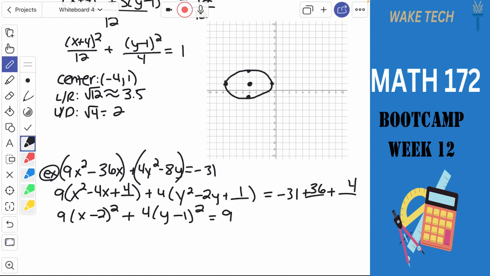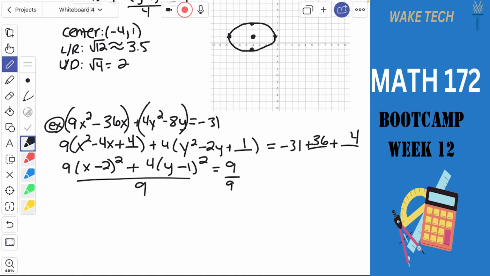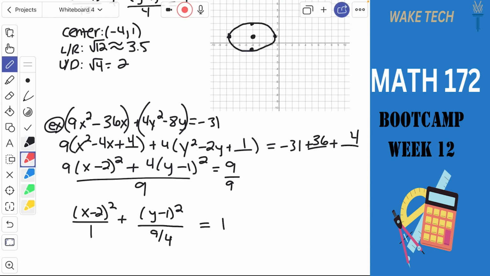We need it to be equal to 1, so to make that happen, we'll divide everything by 9, which gives us (x minus 2) squared over 1 plus (y minus 1) squared over 9/4, and it's equal to 1. Technically for the y's, we have 4 times (y minus 1) squared over 9. I don't want the 4 in the numerator. I want all the coefficients in the denominator.